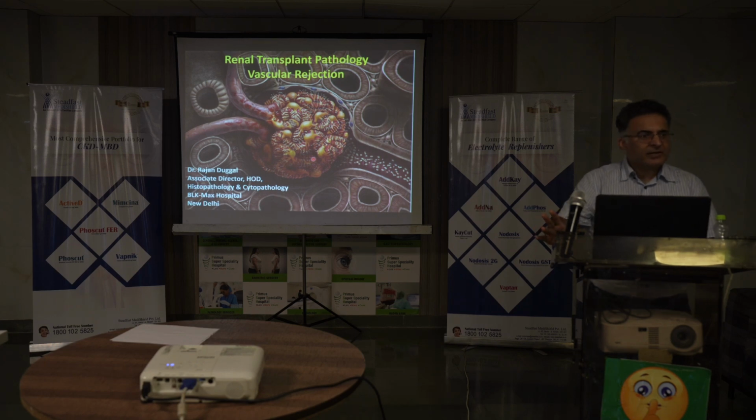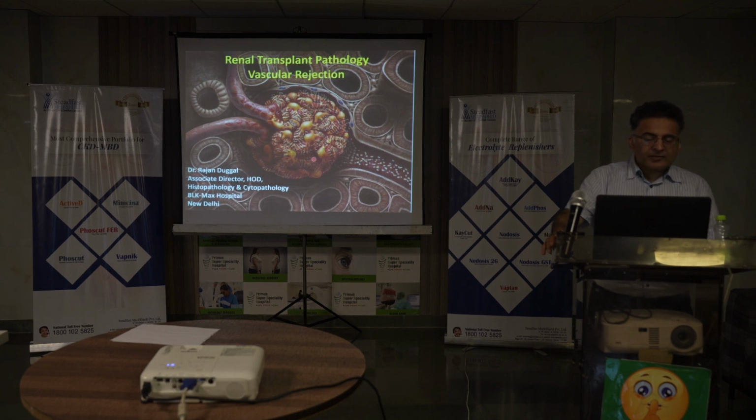Vascular lesions or vascular rejection. This is important in relation to renal transplant, because we know that vascular rejections sometimes may be associated with an acute antibody mediated process, and obviously they can also be associated with acute T-cell mediated rejection. When they are associated with T-cell mediated rejection, they will respond to steroid therapy.